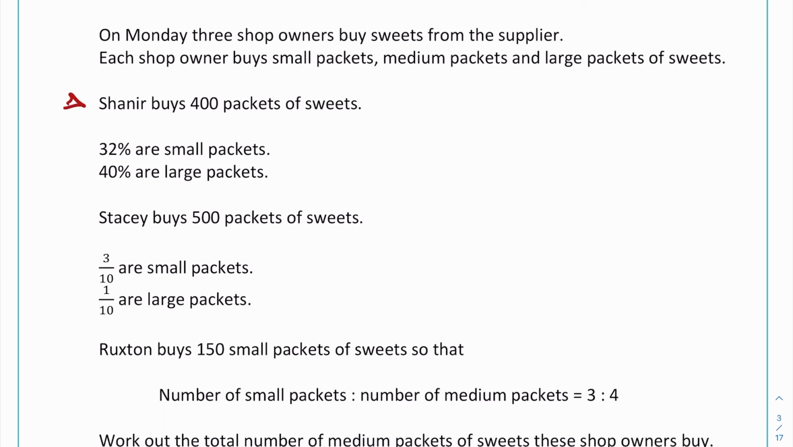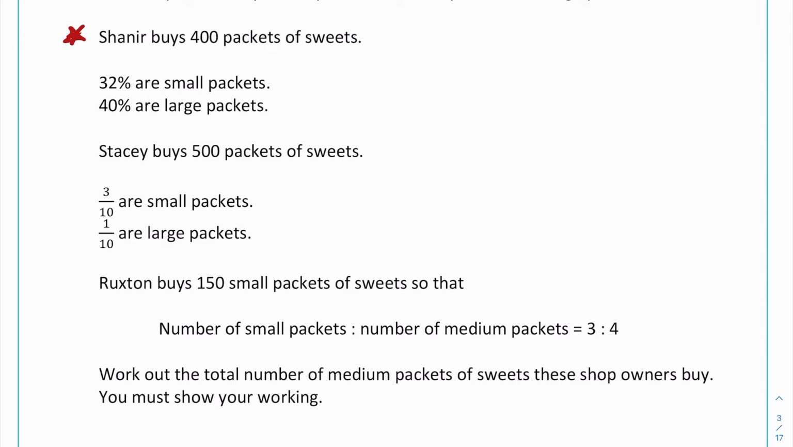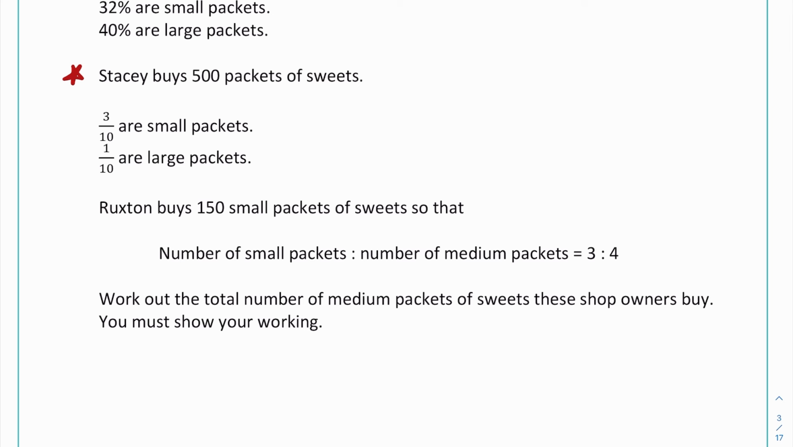We have Shania that's buying 400 packs of sweets, and we've got some percentages about those. Stacey buys 500 packets of sweets, and we have some fractions about hers. And then Ruxton buys 150 small packets of sweets, and then we have a ratio of the number of small to medium being 3 to 4. Work out the total number of medium packets of sweets.